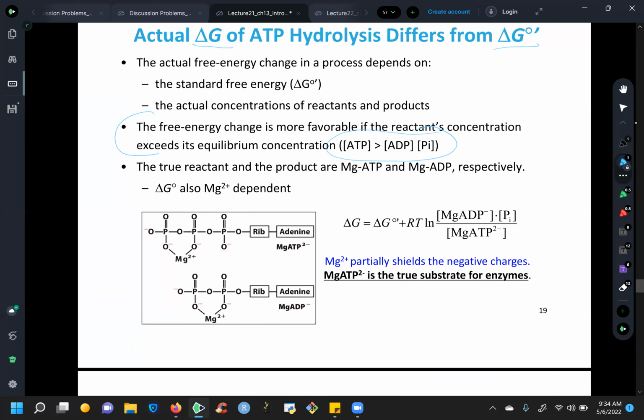The free energy change is more favorable. That means more negative. If the reactants concentration, so remember we have reactants and then products, exceeds its equilibrium concentration, so if this concentration is greater than its concentration at equilibrium.